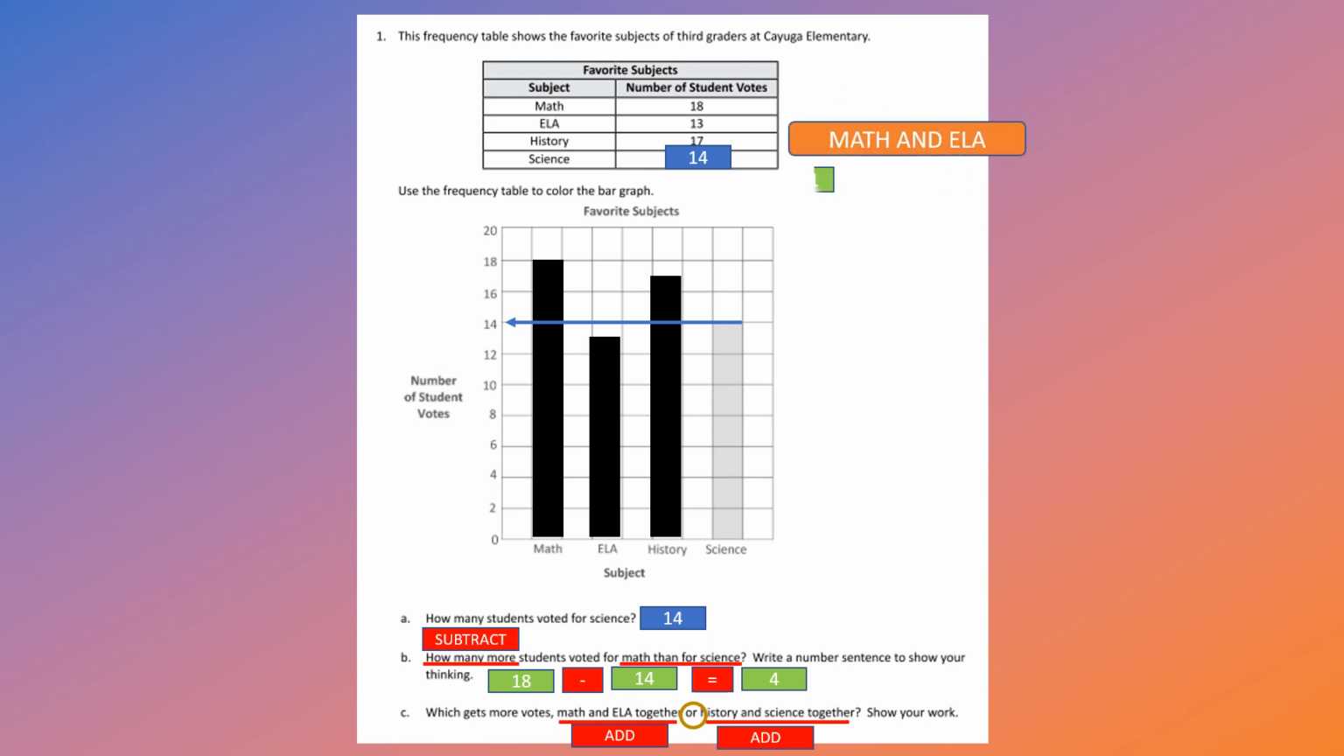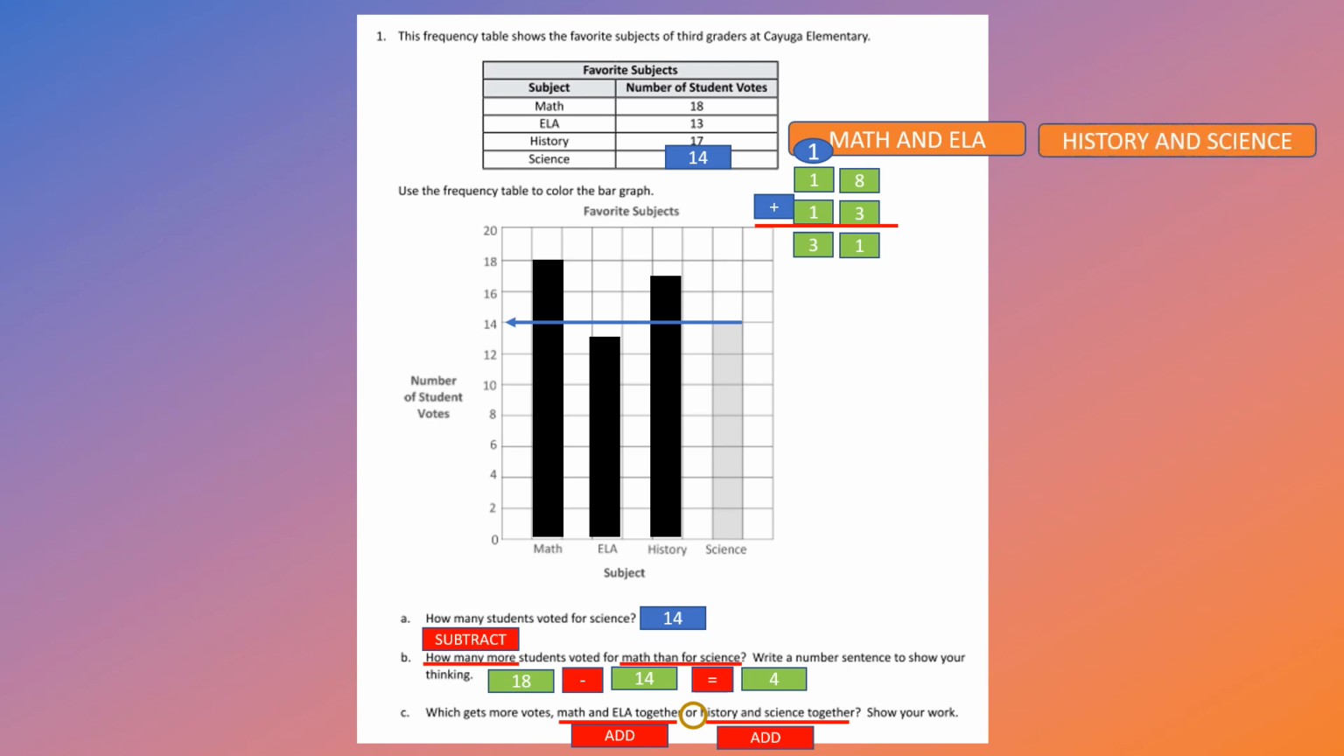So math and ELA, it's 18 plus 13. What's 8 plus 3? That's right, it's 11. So I'm going to put a 1 in the ones place and then carry the other 1 over my tens place. Now, what is 1 plus 1 plus 1? Good. 3. So math and ELA together, the total is 31.